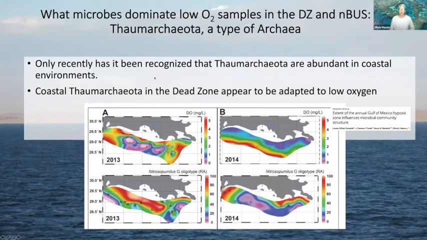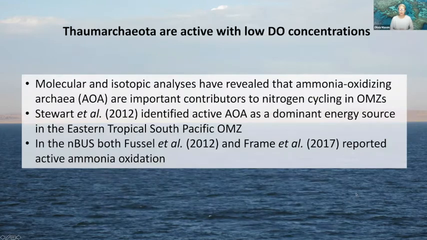Now, more recently, it's been recognized that Thaumarchaeota are abundant in coastal environments. And in Lauren's work, she actually found one specific type of Thaumarchaeota in the dead zone that appears to be adapted to low oxygen. That's what she's showing here. This is one type of microbe. So here's low oxygen, and this microbe is really abundant. In 2014, the dead zone was very different. It was very shallow and more coastal. But we see again that this one type of Thaumarchaeota is really abundant, and it appears to be adapted to these low oxygen conditions.